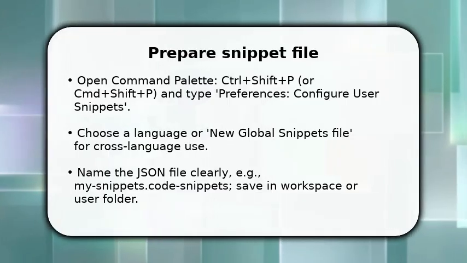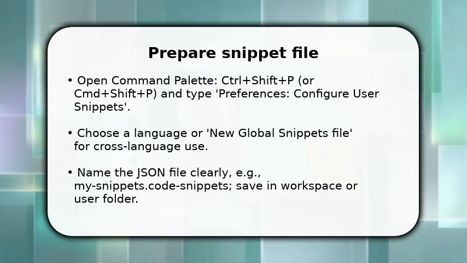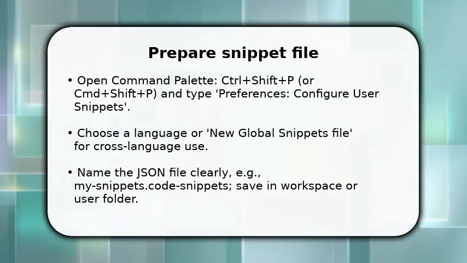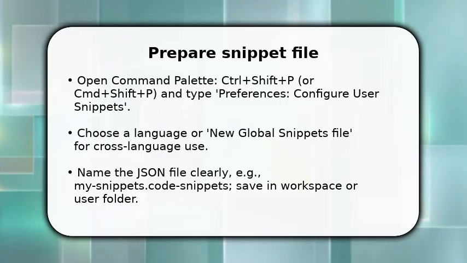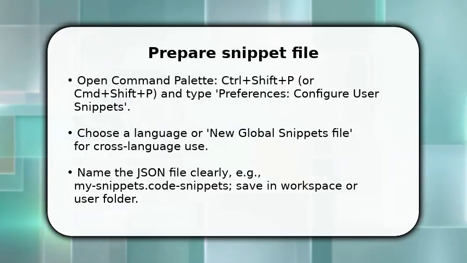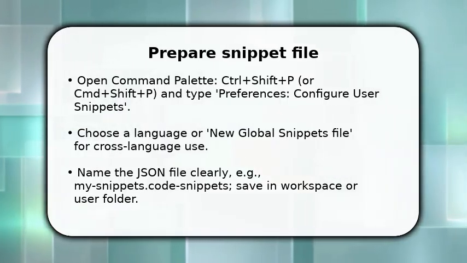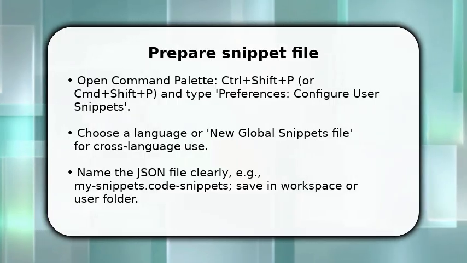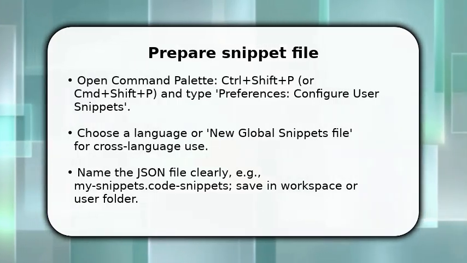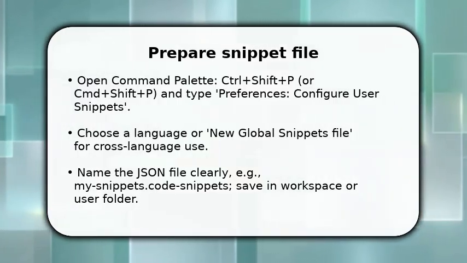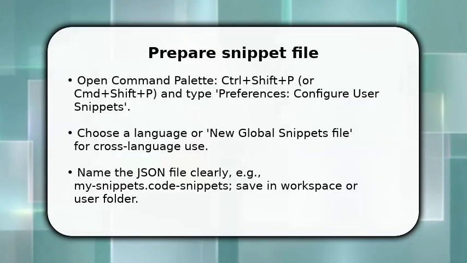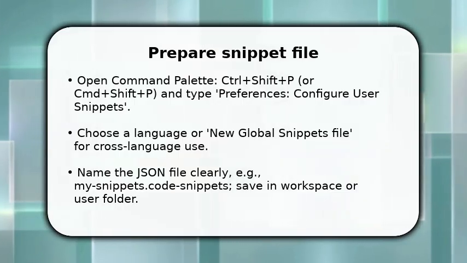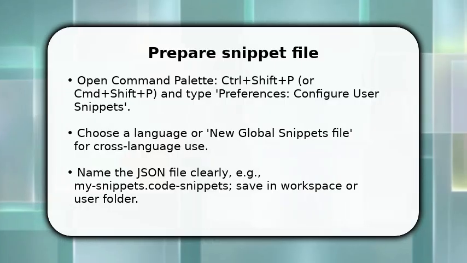You start by creating the actual snippet file. This is the only way to get full control. Open the command palette with Ctrl plus Shift plus P, then pick Preferences, Configure User Snippets. Once done, choose a language-specific file or New Global Snippets file if you want reuse across projects. Name it something clear, for example, My Snippets, Code Snippets, and save it in your User Snippets folder.